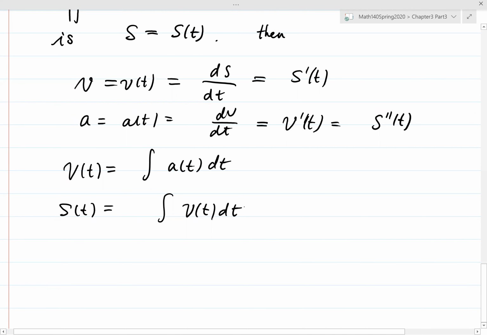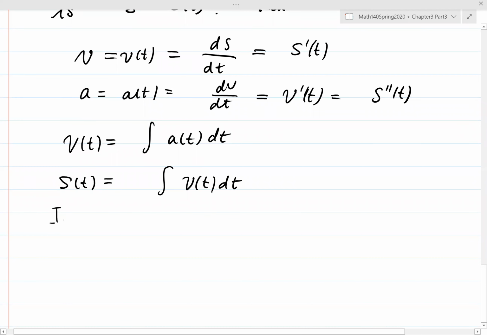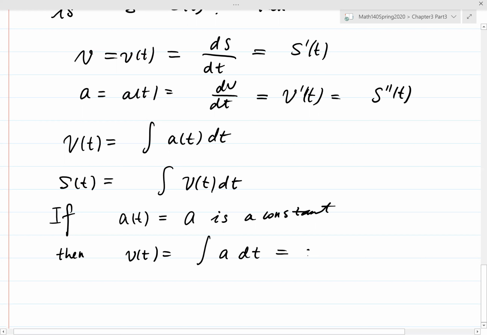Now, a special case in physics is constant acceleration. If a of t is a constant a, then we have v of t equals the integral of a dt, which is at plus constant c.